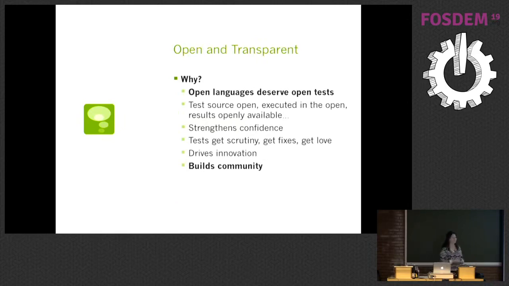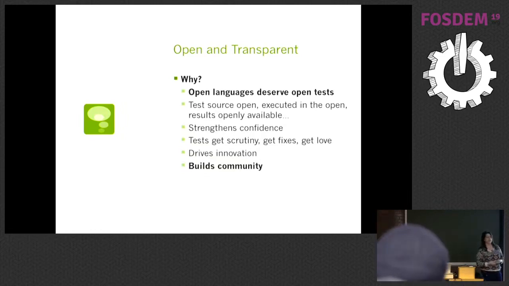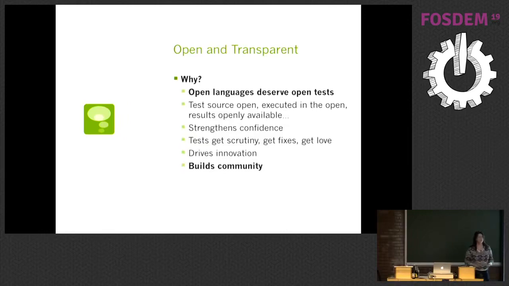So open and transparent, I think everyone knows why. Open languages deserve open tests. That means test sources are open, they're executed in the open, and results are openly available. Why? That's going to let the community be confident in what we're doing, because they can see it, they can go in, they can scrutinize the tests, they can provide fixes. Tests get loved when they're seen. And it really drives innovation.